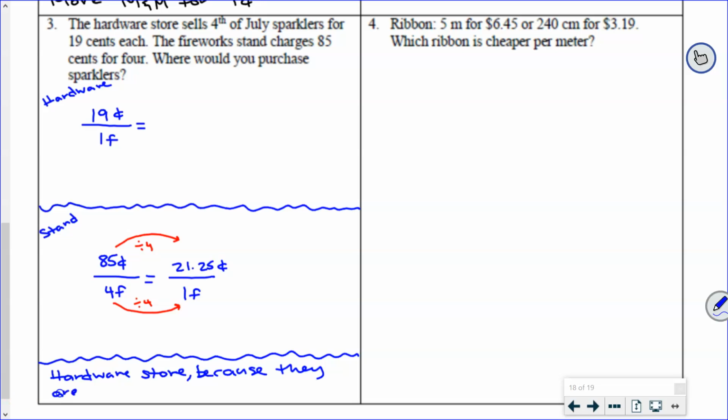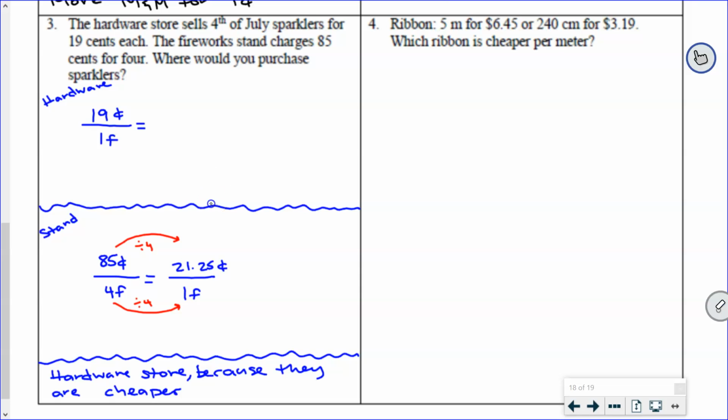Now, this next one is going to be the last one that I do on video. The rest of them I want you to complete on your own, but on video, this is the last one, and I want to go over it because we see something a little bit different than we've seen in the past. It says ribbon is 5 meters for $6.45, or 240 centimeters for $3.19.